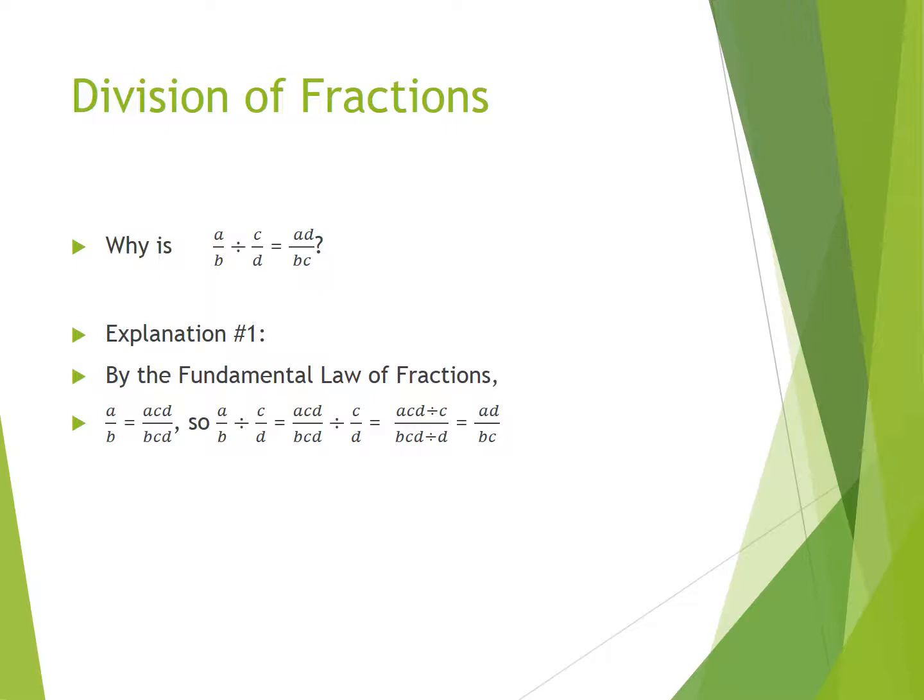But now, looking at a over b as ACD over BCD, I can do easy division. So a over b divided by c over d is ACD over BCD divided by c over d. We divide the tops. A times c times d divided by c, you just get AD left. And b times c times d divided by d, you just get BC left. So you get AD over BC, which is what we thought.